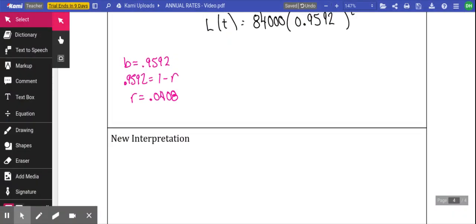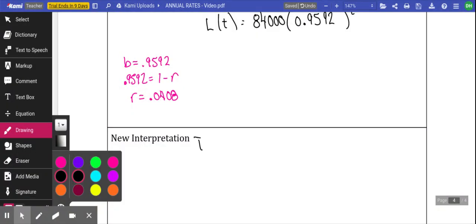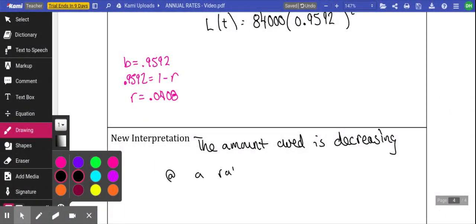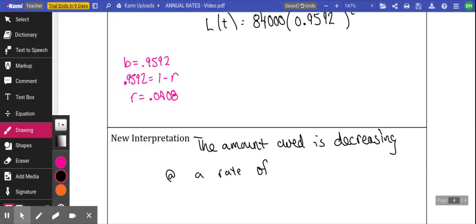So my new interpretation is going to look like this. The amount owed is decreasing at a rate of 4.08% each year.